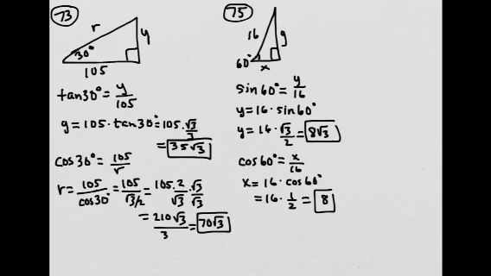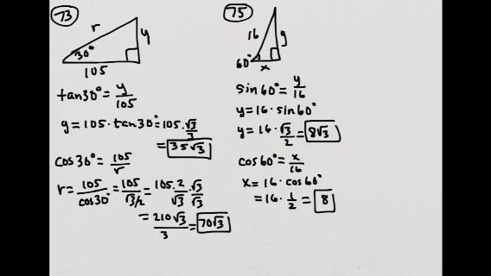For 75, you're missing x and y, and this time the acute angle is 60. So here you have sine of 60, so it's opposite over hypotenuse, so y over 16. Multiply by 16 and you get this line right here. Sine of 60, remember, is radical 3 over 2. When you multiply, you get 8 radical 3.